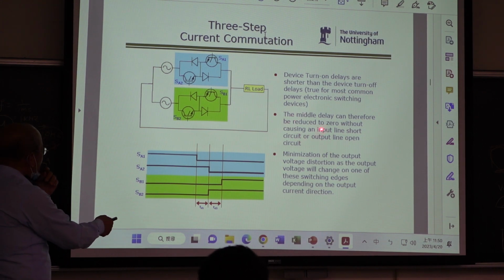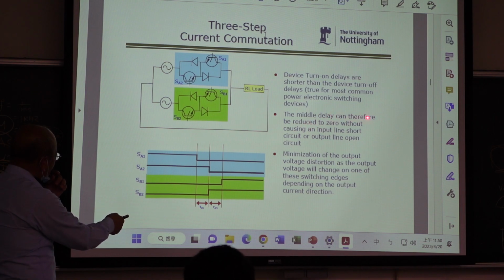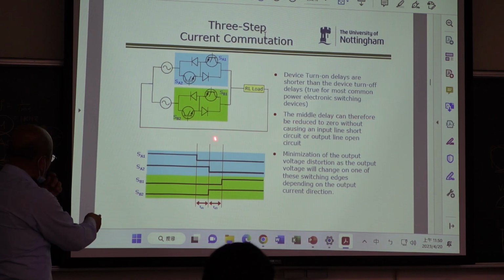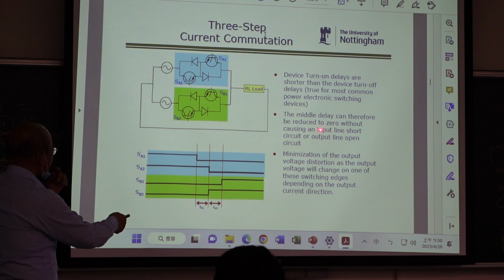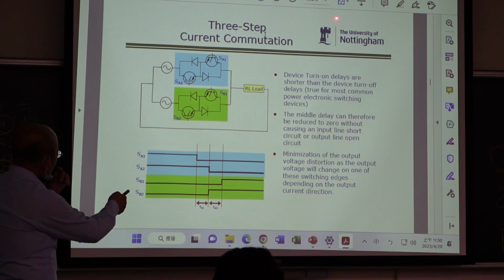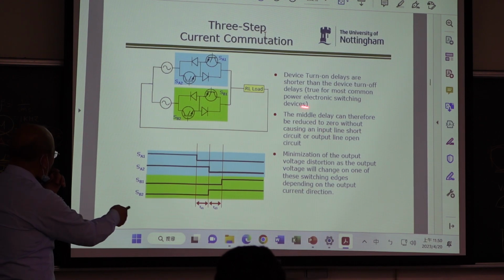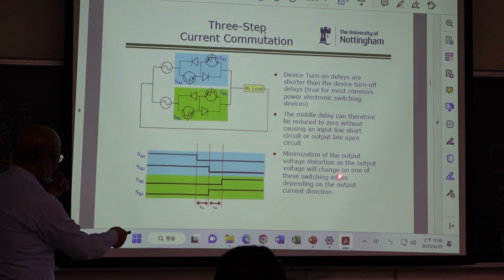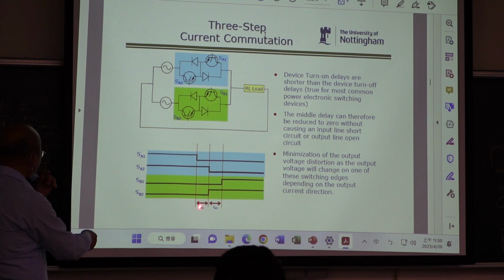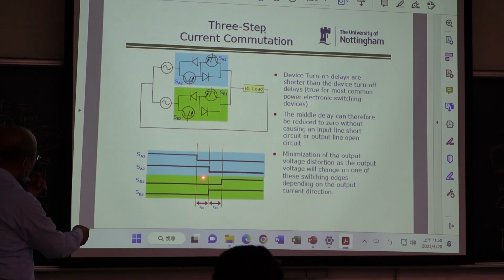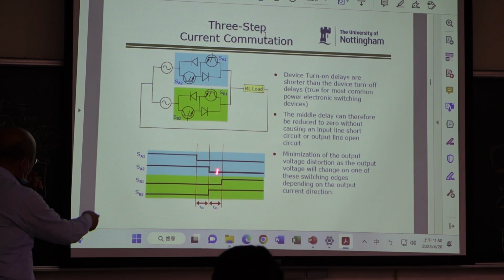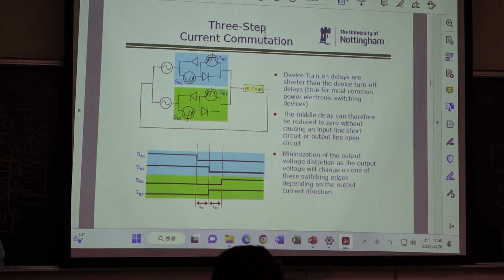Turn-on is shorter, so the delay can therefore be reduced. So we can reduce 1 delay because the turn-on is quicker than turn-off. So we can reduce 1 stage. Then we can overall have 3 steps. So 1 step, 2nd step, 3rd step. So we reduce the middle step.